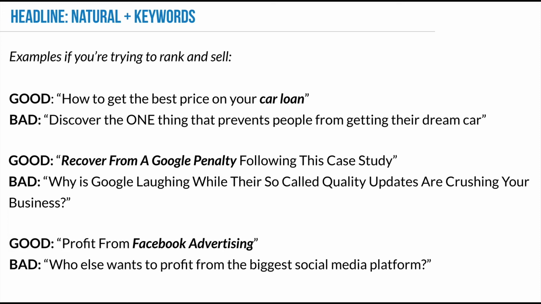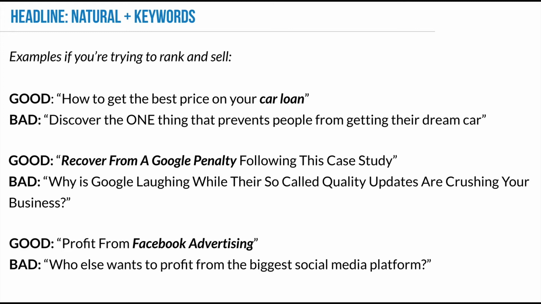For the web, a good headline would be recover from a Google penalty following this case study. And a bad headline for the web would be why is Google laughing while their so-called quality updates are crushing your business. That's the second one. The bad one is good for conversions, but it's not good for the hybrid model that we're going for. So if you want to rank and also convert, you want to take the good ones where it has a keyword inside, and it's not the best in terms of conversion, but it is good enough, and it just tells the user they're at the right place. Same thing at the bottom.